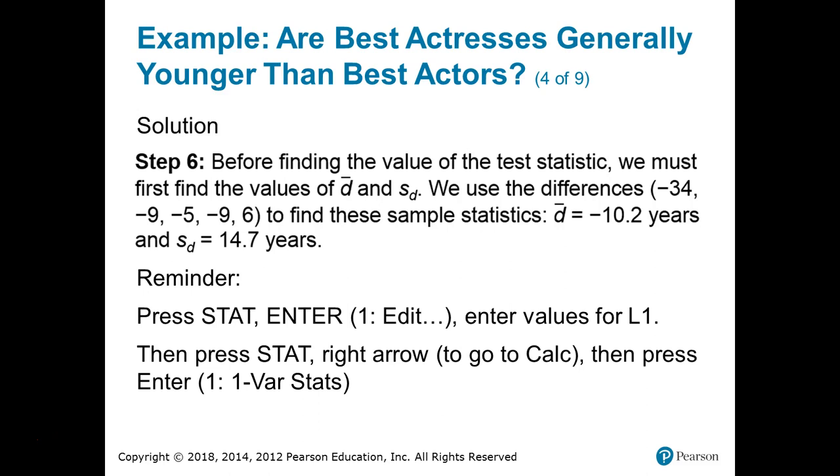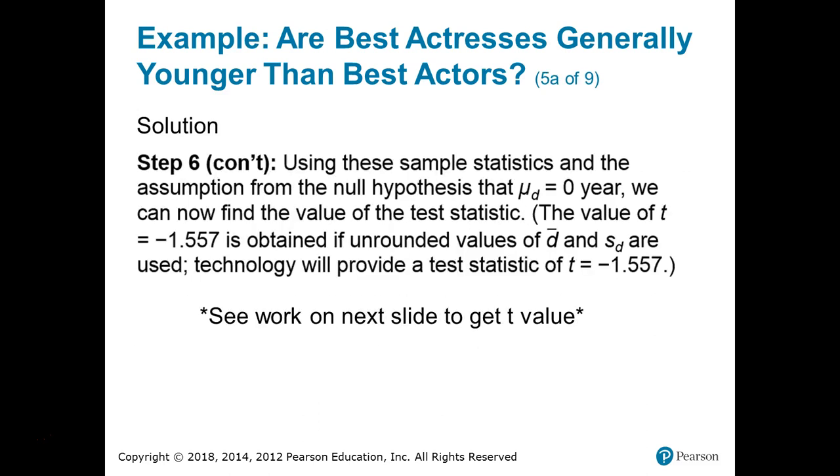So we have to now find what the mean and the standard deviation of the samples are. You could do that by finding a list on your TI-84. Here's a quick summary. I went through it a little bit more in depth in the previous section, and you get a sample statistic of D bar equals negative 10.2 years, and the standard deviation of 14.7 years. So using these sample statistics and the assumption from the null hypothesis, we find our test statistic, and the value we get is negative 1.557, and I'll show you work on the next slide since your textbook doesn't think that they need to tell you how you got it.